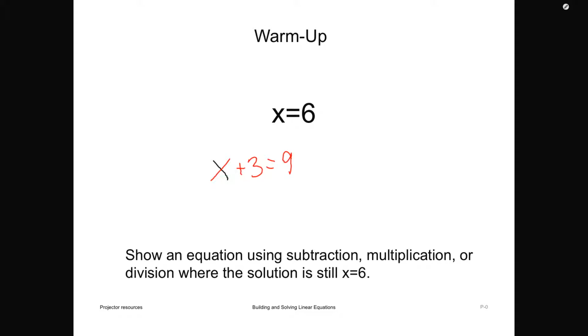Another one? Go ahead. Parentheses 2x plus 4, parentheses, equals 32. This is only guessing. Don't guess, because you want it to equal 6. You want to make sure it equals 6. Are you sure that equals 6? I just added that one together.